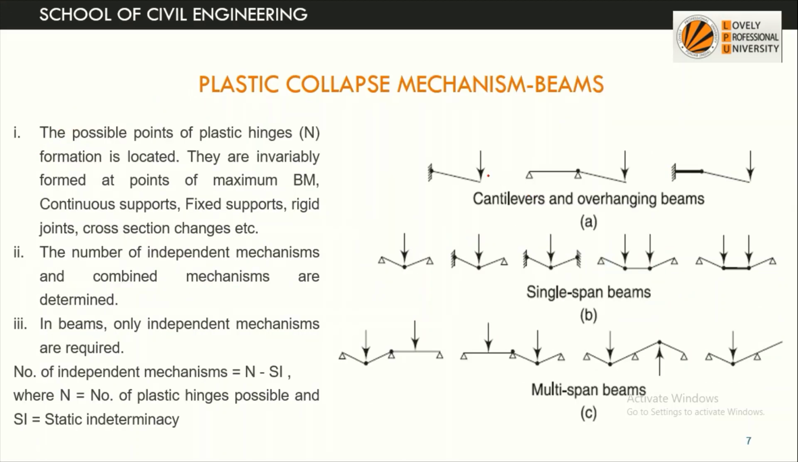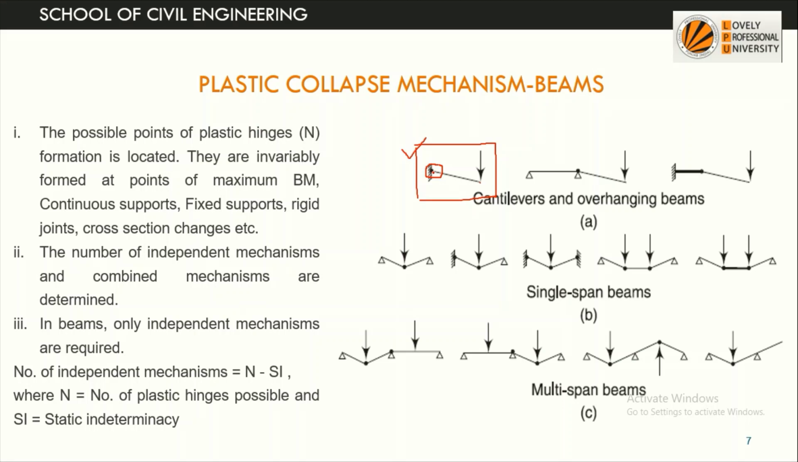Now plastic collapse mechanism takes place in a beam. So first we take a cantilever beam. We know that a plastic hinge mechanism will be formed at the position where the maximum bending moment is. So for a cantilever, the bending moment at the free end is 0 and it is maximum at the fixed end.